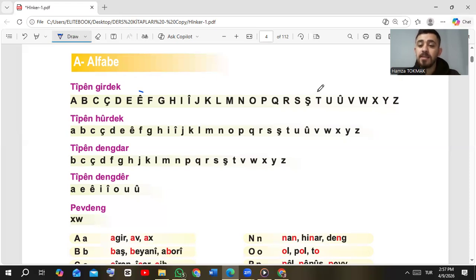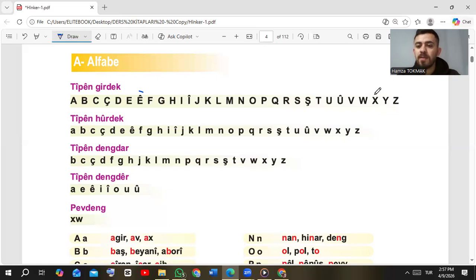T. And these two are similar, but they are different. First one, Û, like when we say Kurdî. Kurdî means Kurdish in the Kurdish language. The other one is U. V, W, like when we say what.